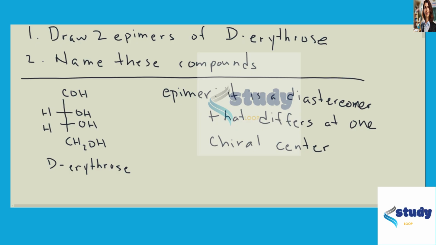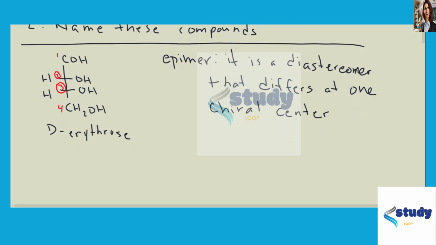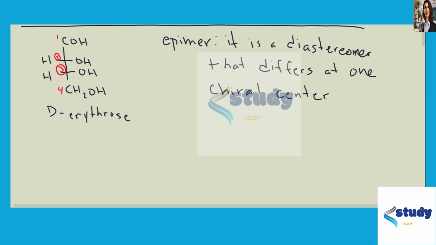So if we take a look at D-erythrose, and I'm just going to label the carbons along the chain there. If we take a look at the chiral centers here, which are located at 2 and 3, if we swap out one group for the other on either side of those chiral carbons, you come out with an entirely new molecule. It would be a diastereomer. In other words, it would be an epimer to D-erythrose. Okay, so what do I mean by that?